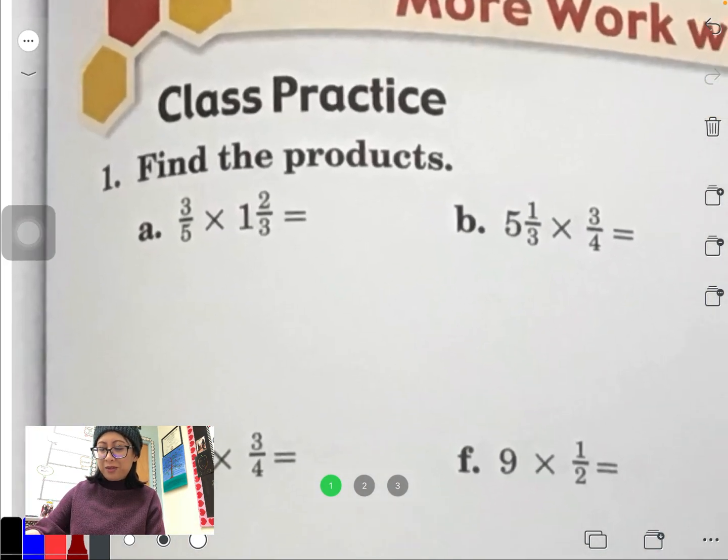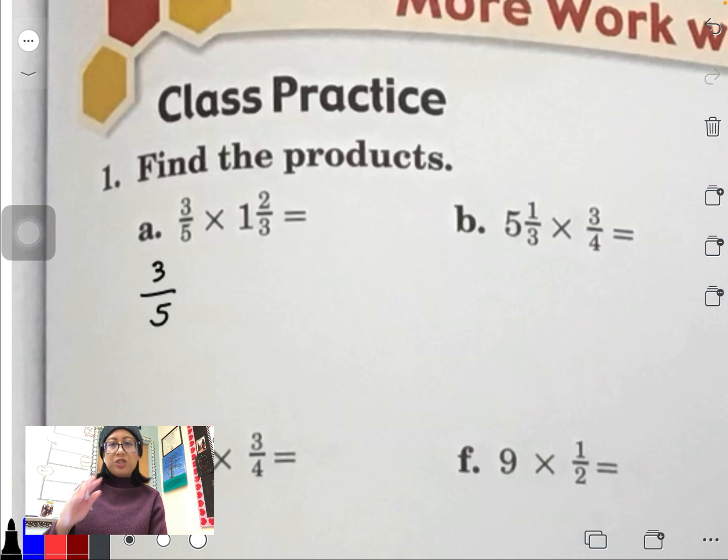Number 1A, we have here a fraction multiplied by a mixed number. So I'm going to just put 3/5 here just to start it off. But this mixed number needs to change to an improper fraction. And you're going to be like, oh, I don't like improper fractions. They're really weird looking. I know, but in this context only, because it's not the final answer, we can use an improper fraction to solve the equation.